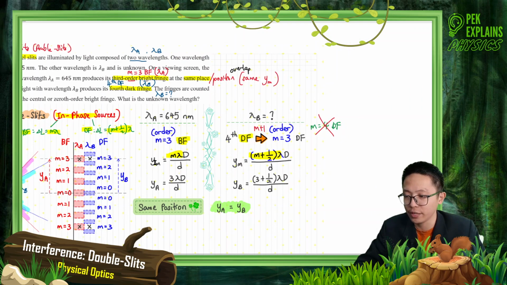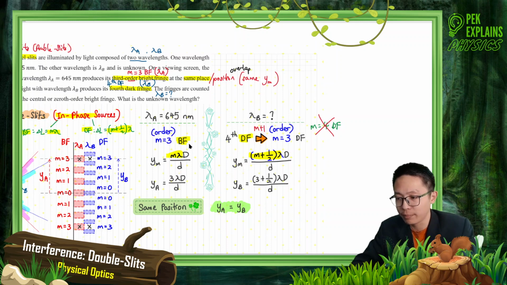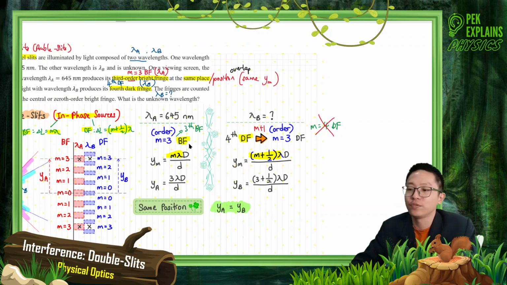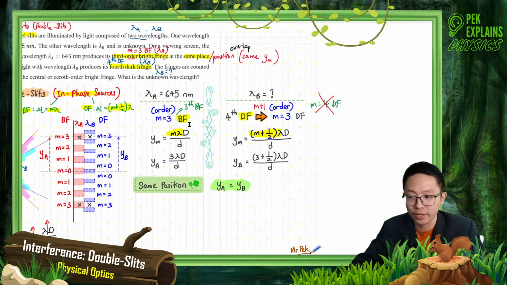That means the bright fringe. This is the third order bright fringe. It is also the third bright fringe. Just follow the order. Okay, this third order bright fringe is the third bright fringe. But the third order dark fringe is not the third dark fringe. It's the fourth dark fringe, M+1.